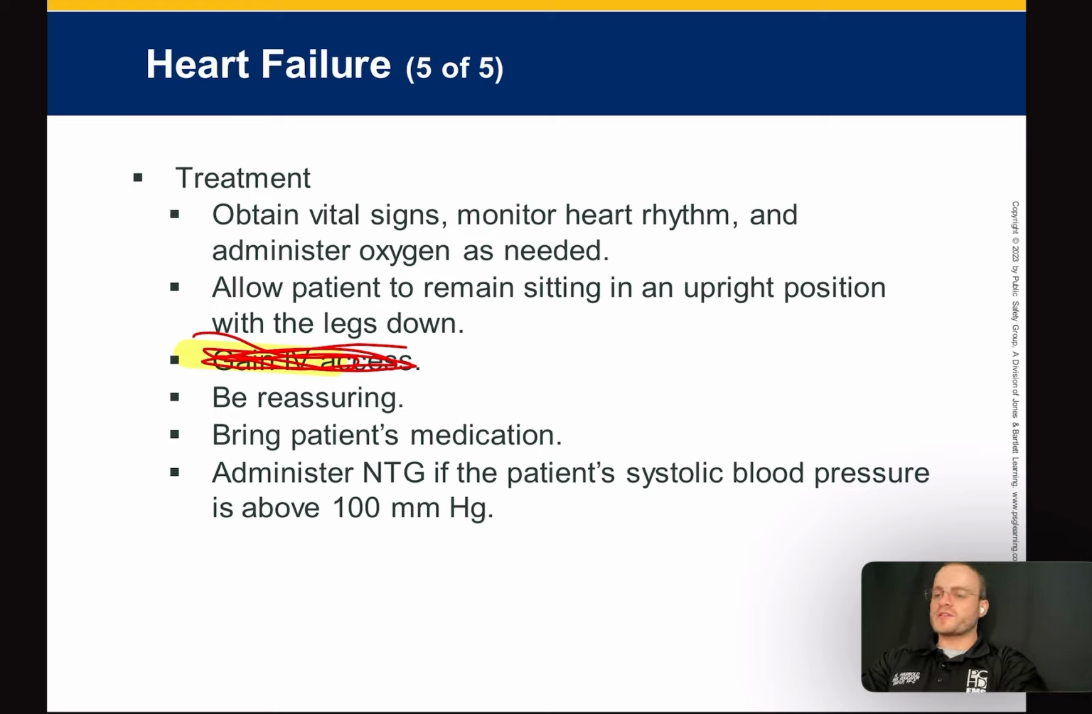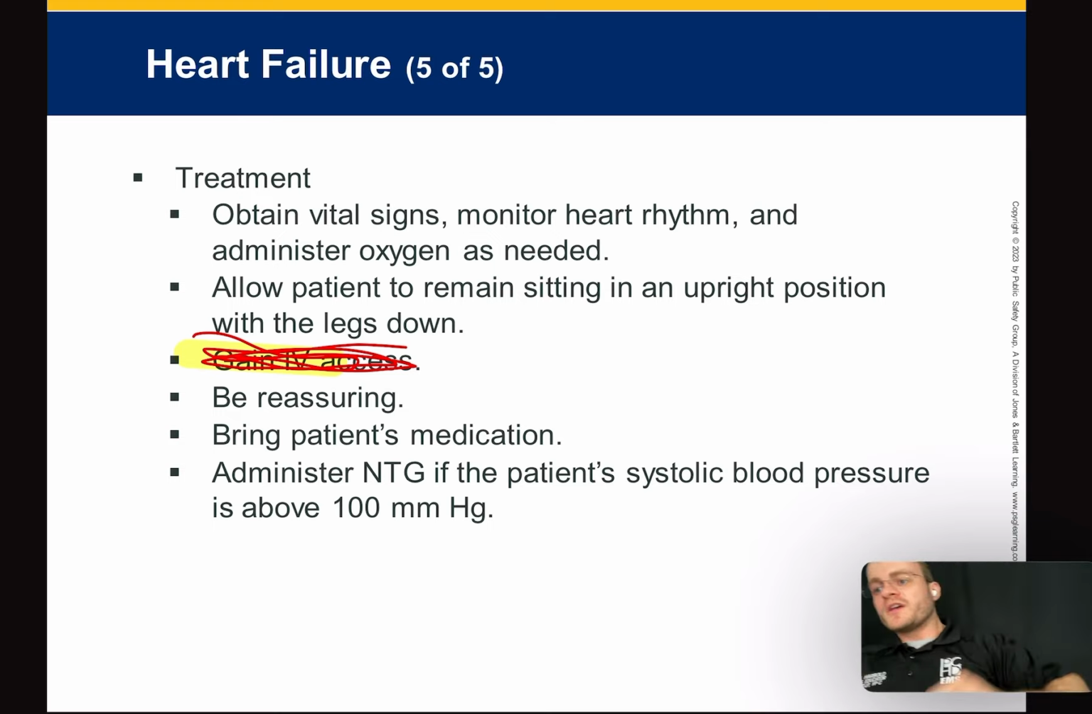Administer nitroglycerin if the patient's systolic blood pressure is above 100 millimeters of mercury. What's the systolic blood pressure? Remember, that's the top number. Remember, nitroglycerin causes venous dilation, right? So it increases the capacitance of veins. A lot of the venous blood gets stuck in there, so it decreases the amount of stretch in the heart, decreases oxygen consumption, and so on.